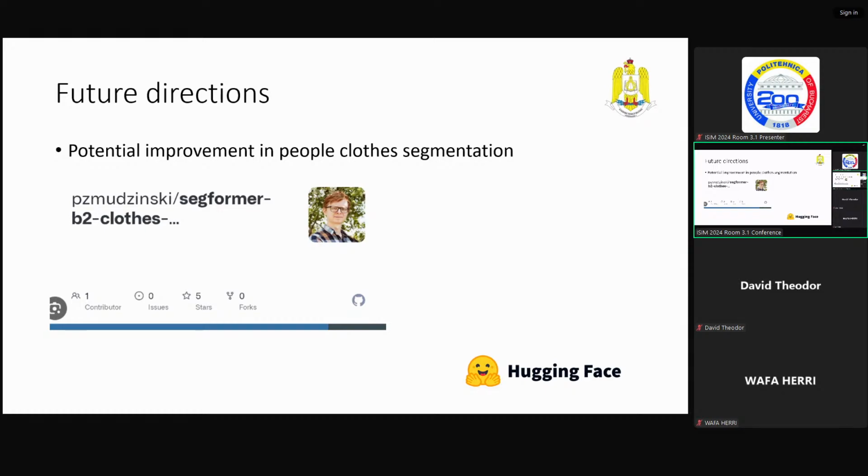As a future direction, I want to improve the middle part in people's clothes, so I found a neural network called SegFormer B2 Clothes that seems to be efficient in separating clothes in different scenarios. But future tests are scheduled to be done.